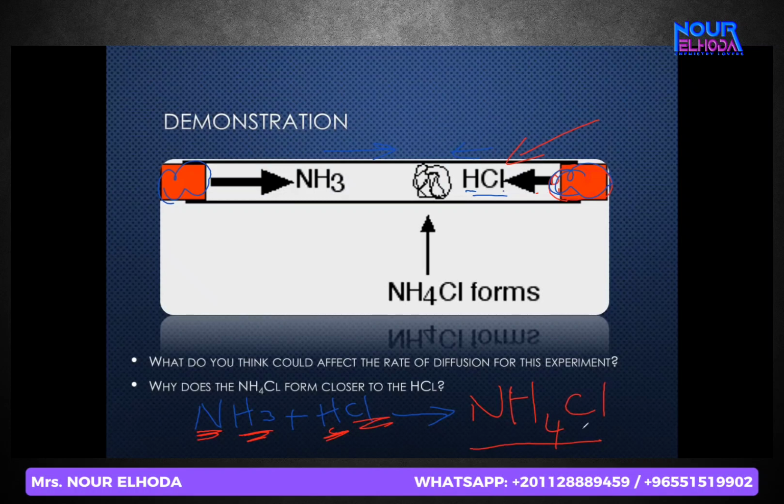Ammonium chloride, how does it look? It is white. White solid or white fumes. Exactly. You can say white fumes or white solid, whatever. So it's going to be formed here. The point is, where exactly is it going to be formed?